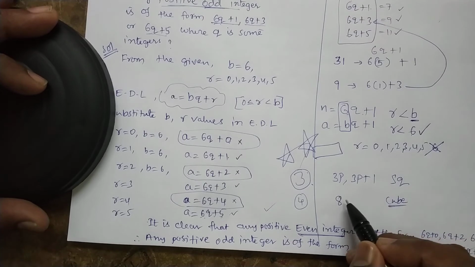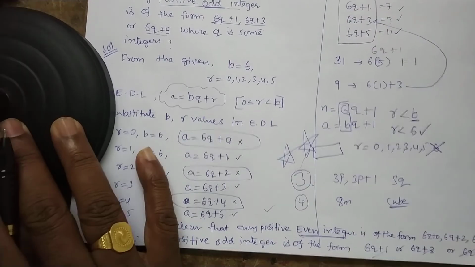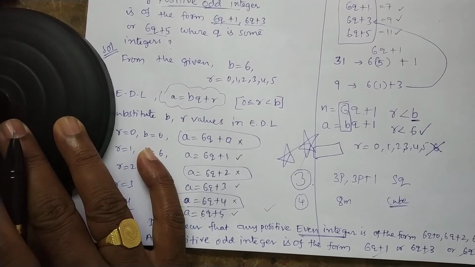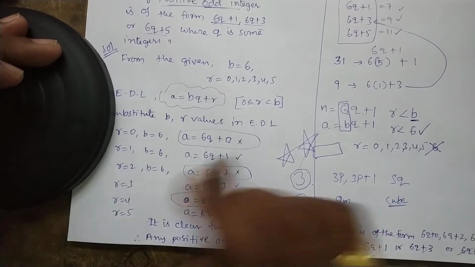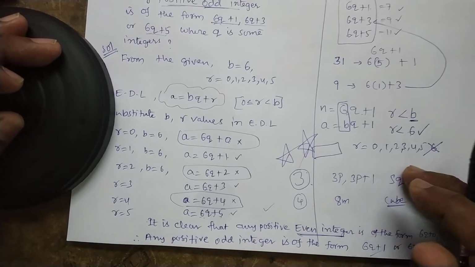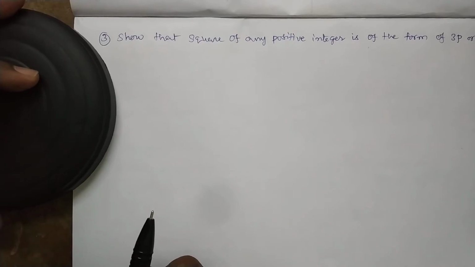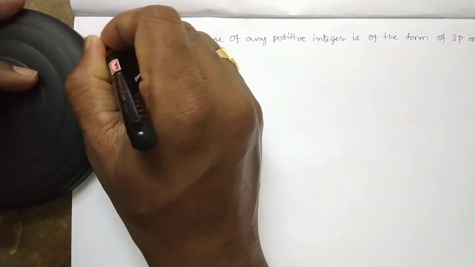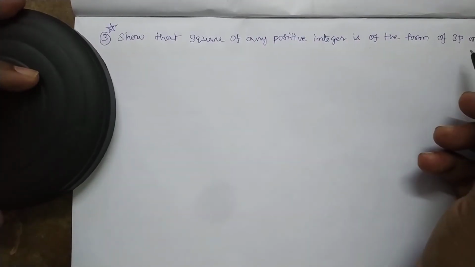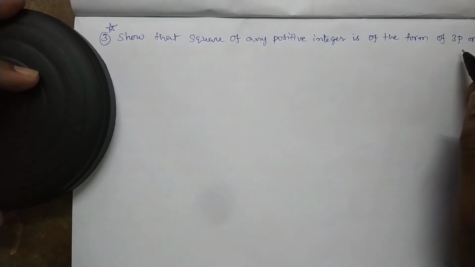It will be 9m plus 1 and 9m plus 3, 9m and 9m plus 1, 9m plus 8. So that question is there. Those two questions we'll see. So this is a very important question. So sometimes the numbers will be changed. So nothing is there actually.